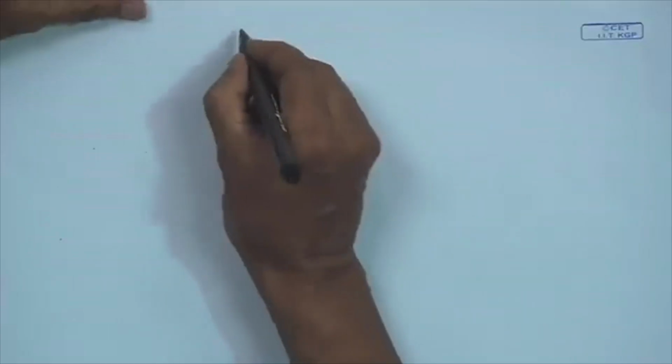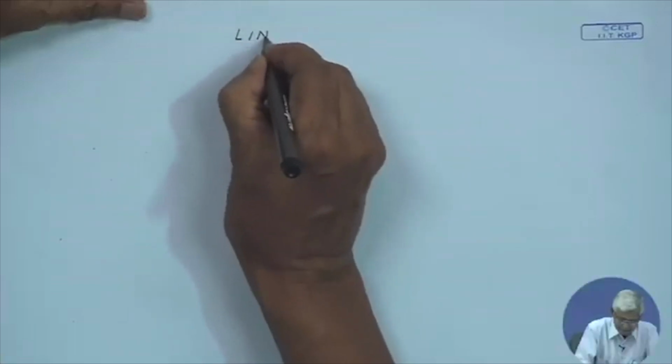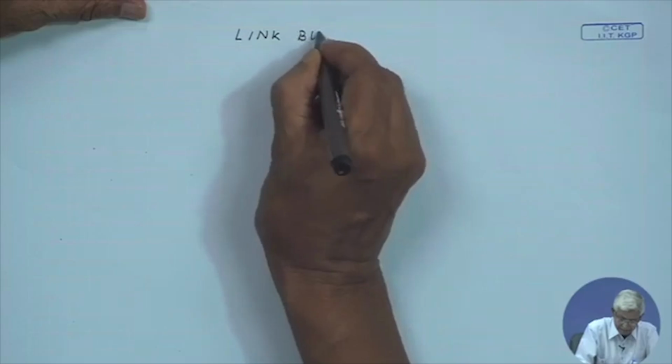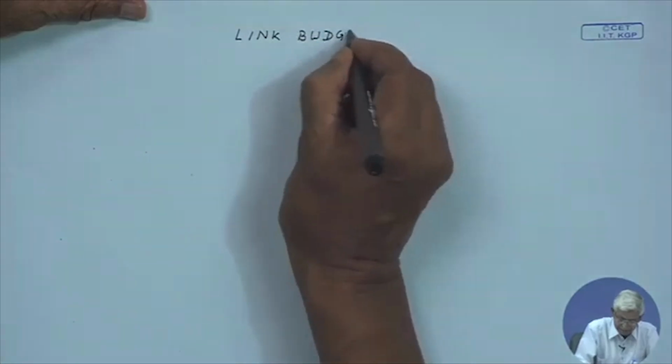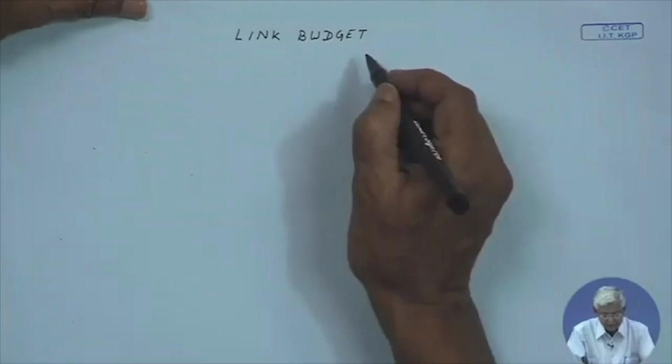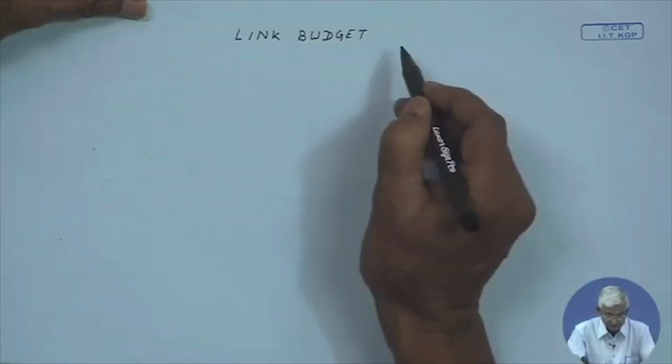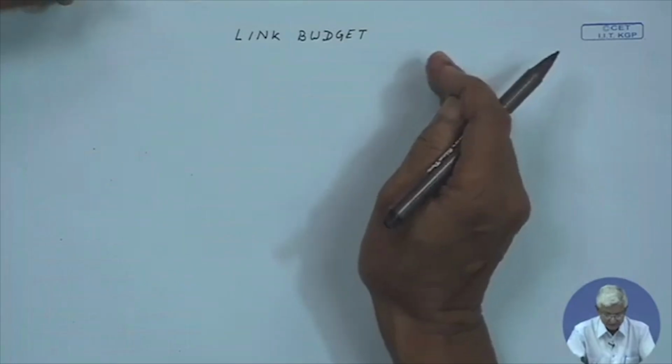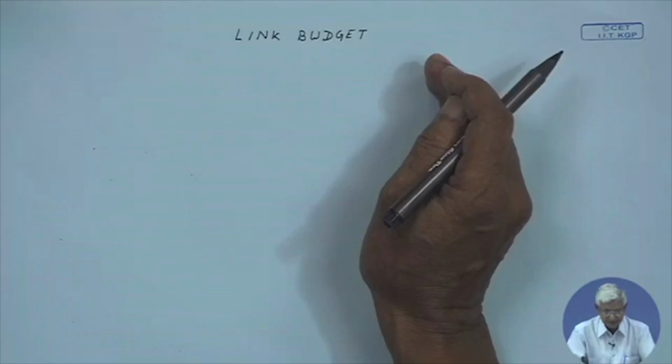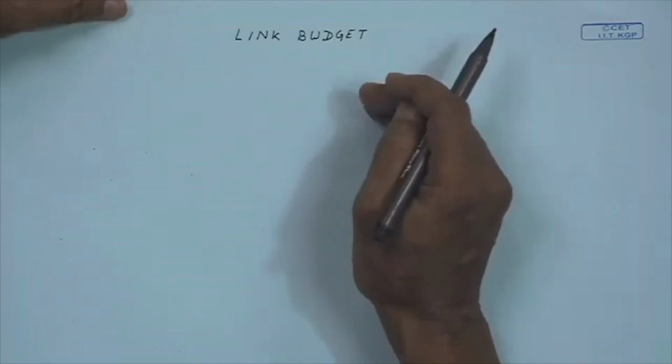Today onwards, for a few lectures, we will discuss one of the very important aspects of wireless communication, which is link budget. That means from the transmit side to the receive side, for the wireless link, how much power is required and how much will be the noise in it. So first we will consider the power part, then we will go into the noise part.